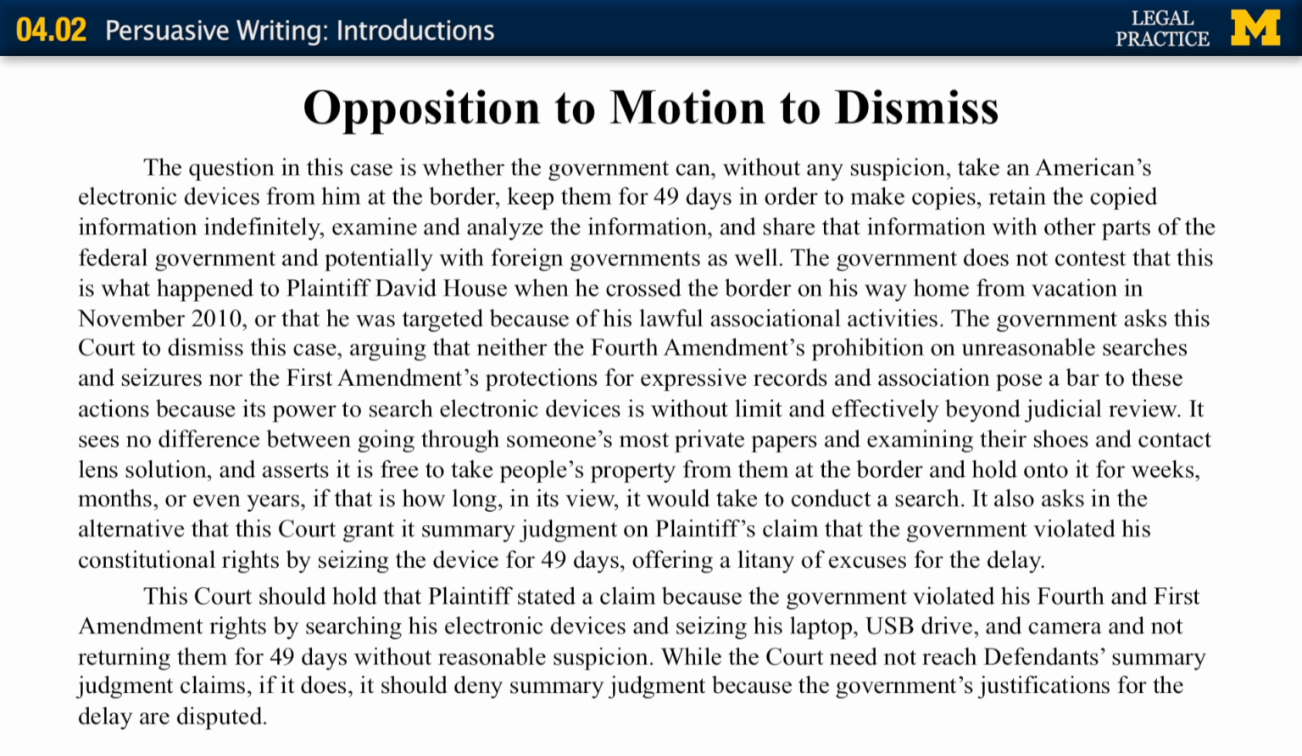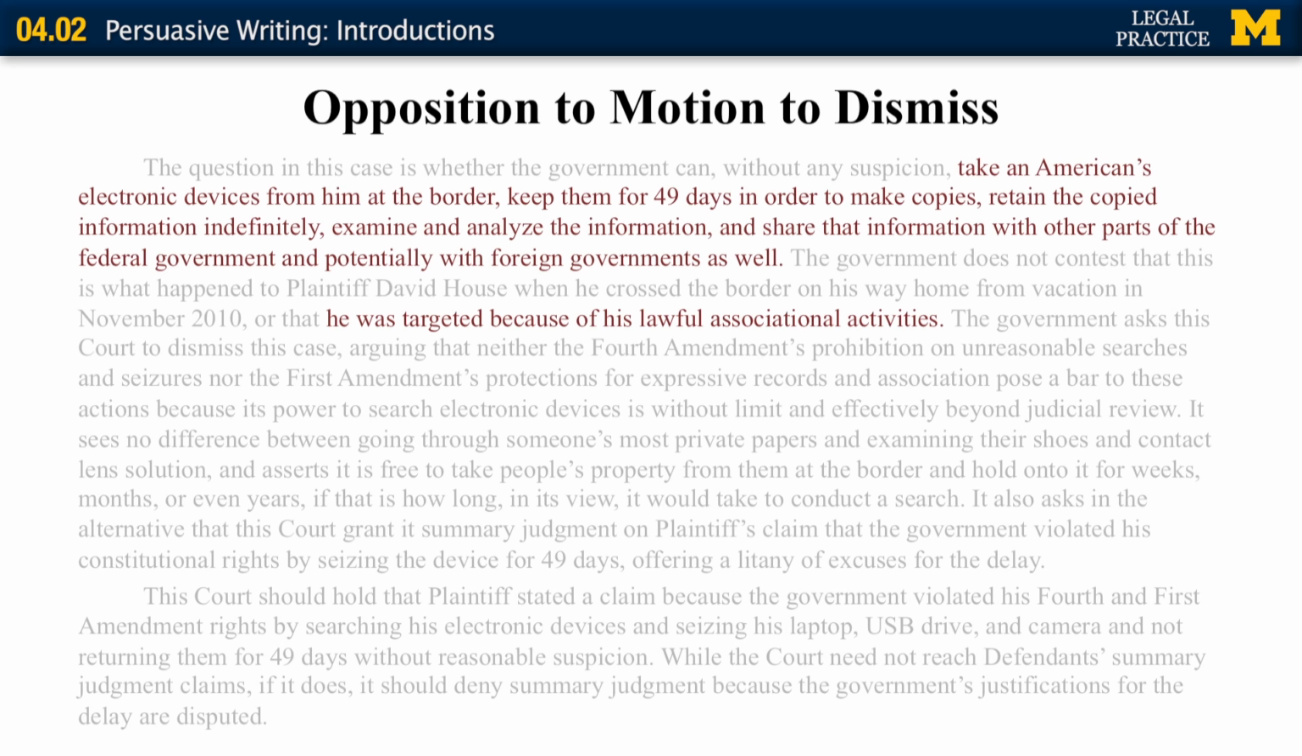So notice first that the opposition focuses much more on the facts. It describes the government as taking the plaintiff's electronic devices from him at the nation's border, keeping them for 49 days in order to make copies. The government retained the copied information indefinitely, examined and analyzed it, and shared it with other parts of the federal government and potentially with foreign governments as well. It also says that the government concedes that the plaintiff was targeted because of his lawful associational activities.